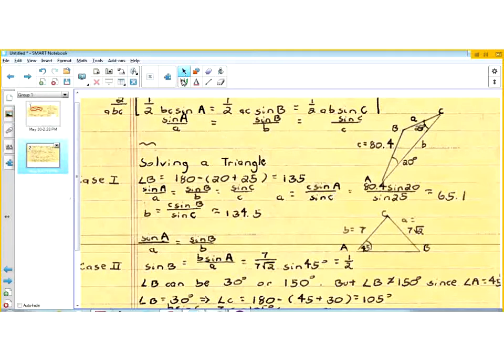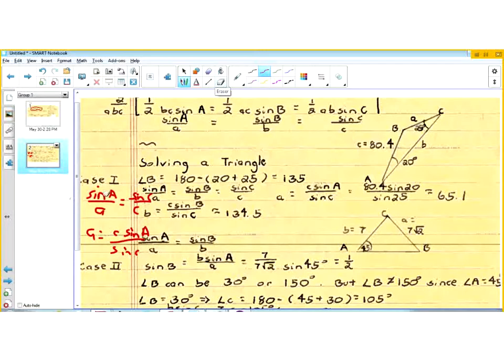let's see, is that right? So let's check that. So we have sine A over a is equal to sine C over c. So a then would equal c times the sine of A divided by the sine of C. Okay, so that works.